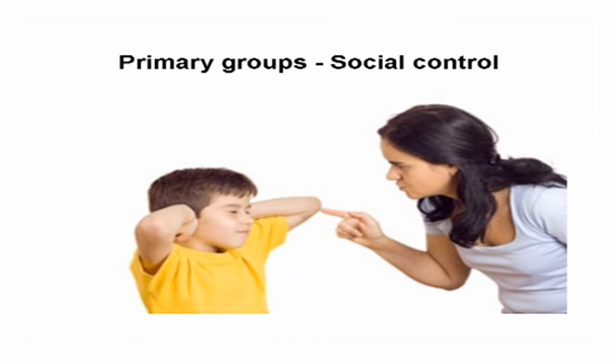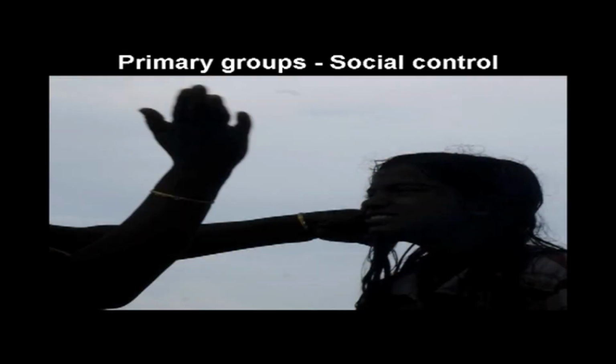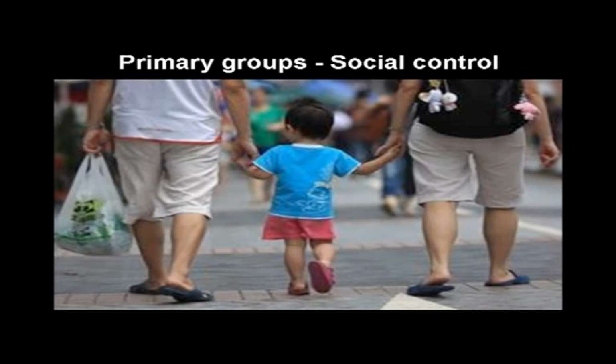Next, the behaviors of the group are not only taught to the individual members of the group, but also the behaviors are controlled and regulated by the primary group relationship. Hence, primary groups act as agents of social control.